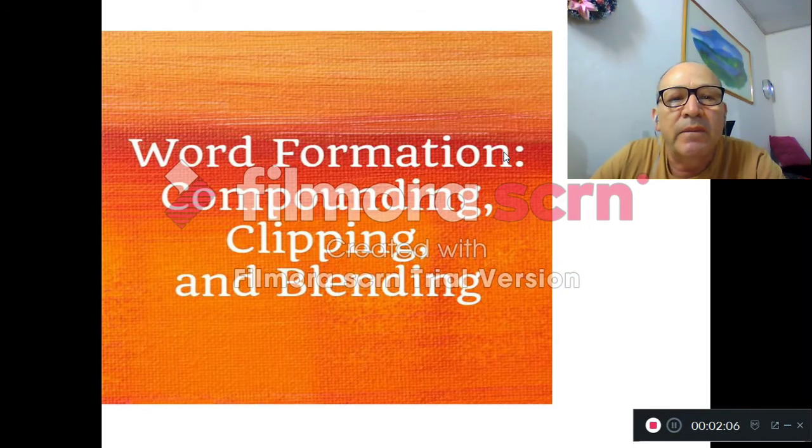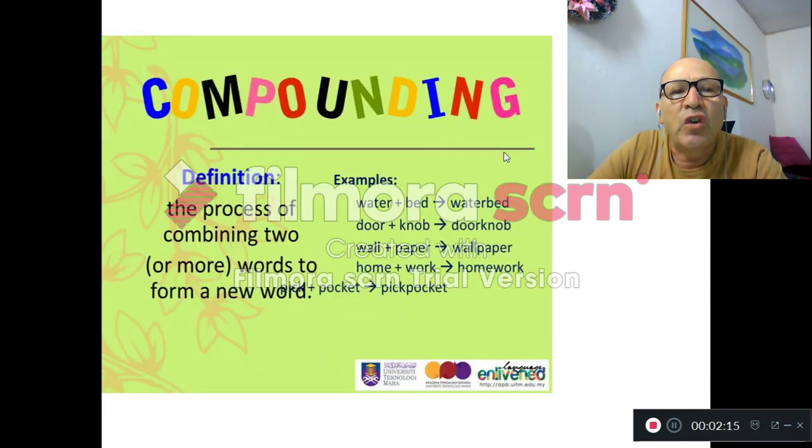Let's go to see word formations: compounding, clipping, and blending. Definition of compounding. Compounding is the process of combining two words or more to form a new word. Examples. We have two words here, water and bed. How do we make the compound? When we put those two words together, water and bed.